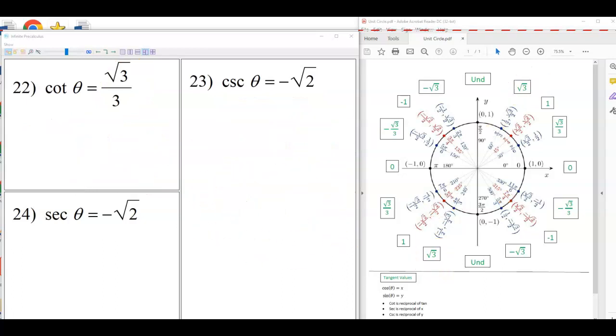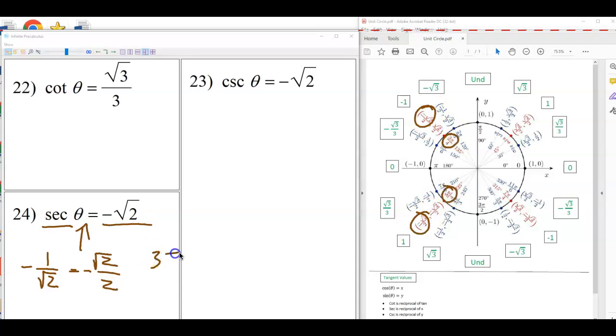Last one. What angle has an x value which is the reciprocal of that? Now we just did that one in the last problem. That's the same thing. If you flip it over, you get the same thing. But this time we're looking for the x value. So which angle has an x value of negative radical 2 over 2? Well, that would be this one and this one. And so those angles are 3 pi over 4 and 5 pi over 4.